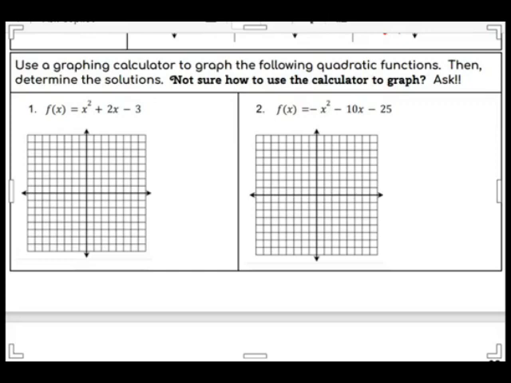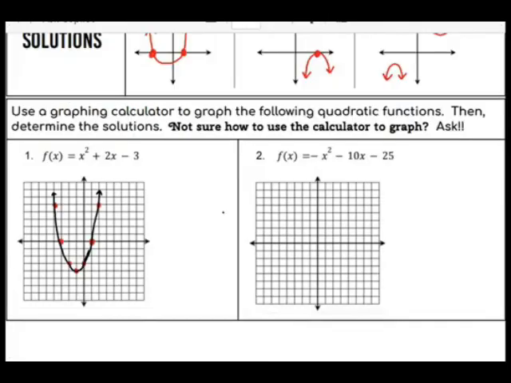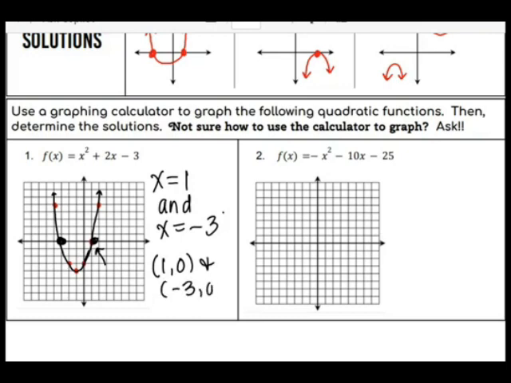And this is what the graph looks like. So now to find the solutions, I'm literally looking to see where the graph crosses the x-axis, and those are your solutions. I could say x equals, this is the point 1, and x equals -3. I could also write them as coordinates, which would be (1, 0) and (-3, 0). So those are your two solutions.